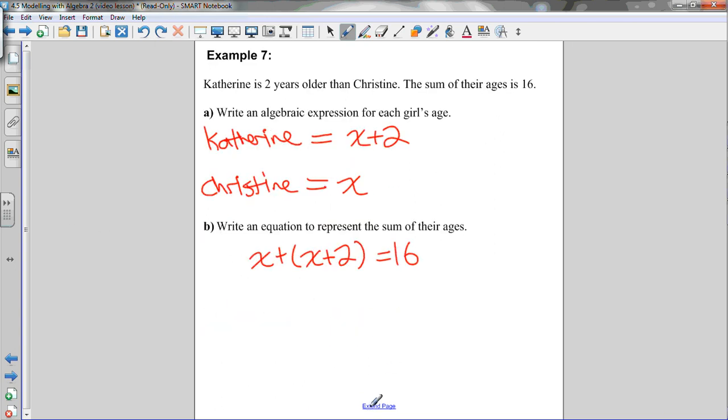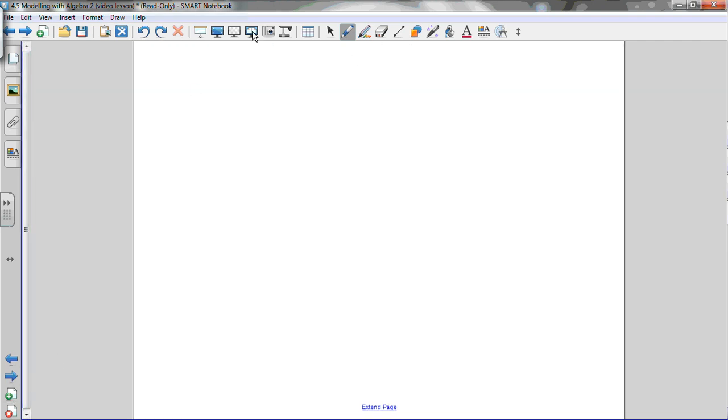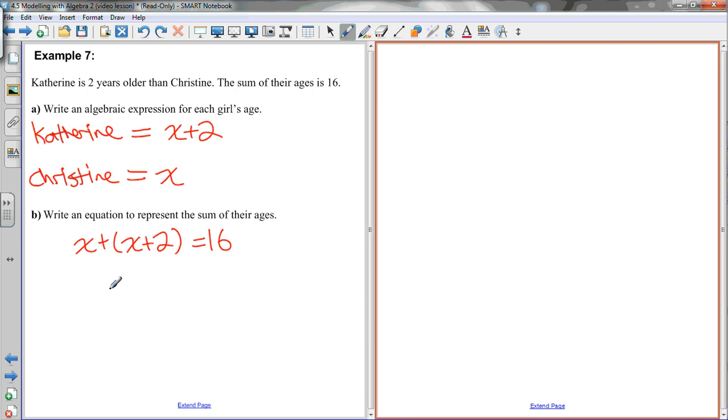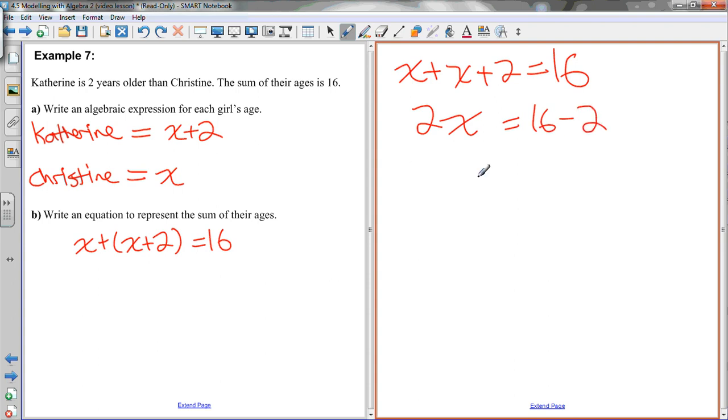Let's actually go ahead and solve for each of these girls' ages here, even though it doesn't ask us to. If I want to figure out what each of these girls' ages are, I actually have to solve this equation for x, and then use that information to figure out how old each girl is. So I'm adding a polynomial, so I can just drop the brackets. So x plus 2 equals 16. Collect my like terms. x plus x is 2x. Move this plus 2 to the other side, it becomes a minus 2. I get 2x equals 14.